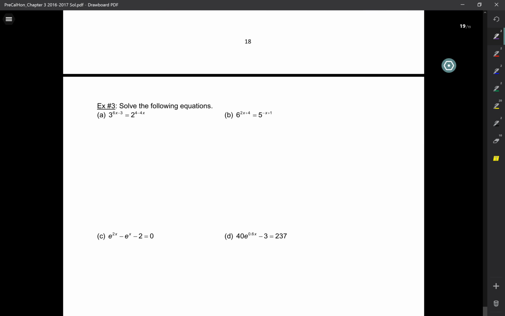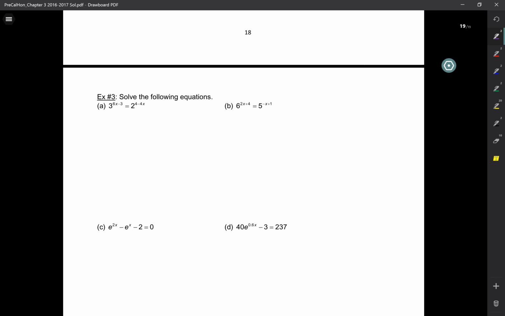Okay, moving on, taking things up a notch. All right, here we go. Now I have two different bases, and I have no way of making one into the other. So I need to get rid of both of them. The way I do that is I want to take the ln of both sides.